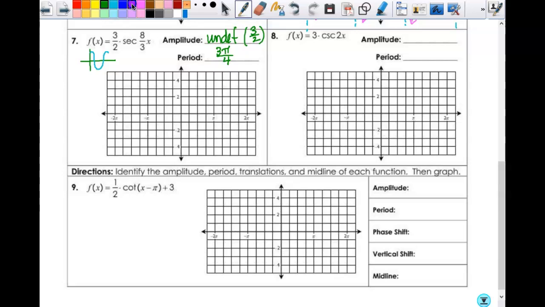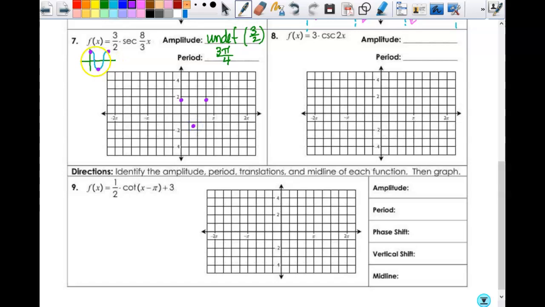Okay, so I start here. This is at 0, 1. That would actually be at 0, 1.5. Then the end of the period has the same y value, so the period goes to 3 pi fourths, so I'm right here. Halfway between the two would be my minimum for cosine, so halfway between these two, I go down to negative 1.5, and I'm right here.